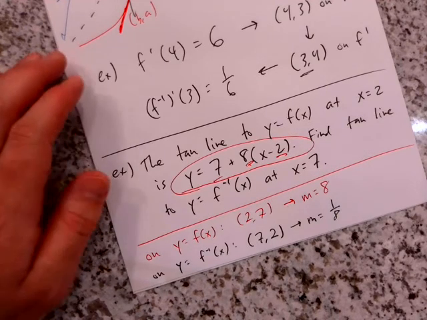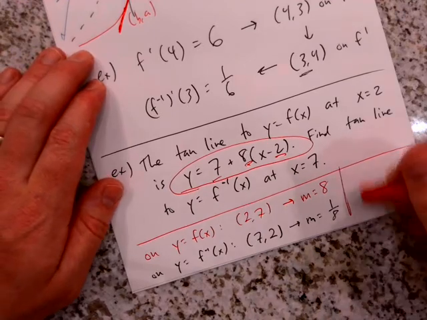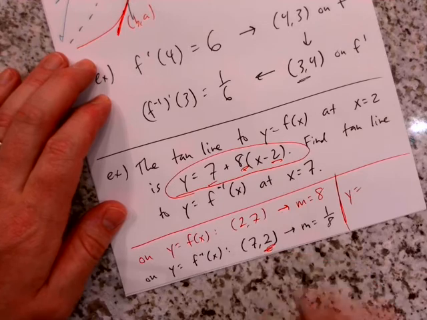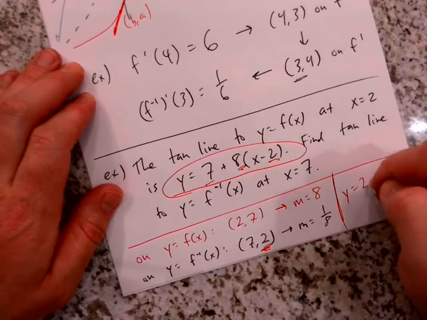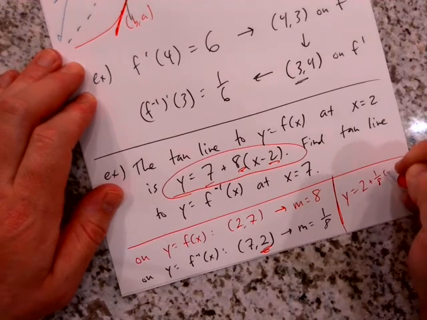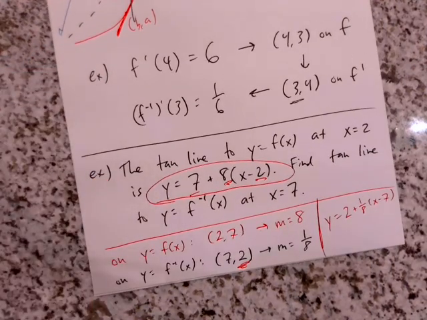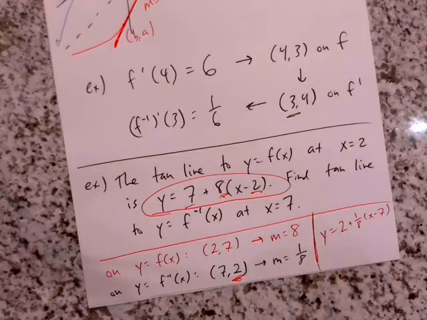And so our answer for the inverse function is y equals the y value of the inverse function plus the slope of the inverse function times x minus 7. So the inverse function switches the x and the y and flips the slope over.